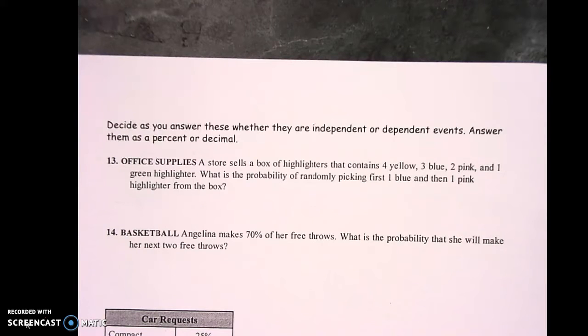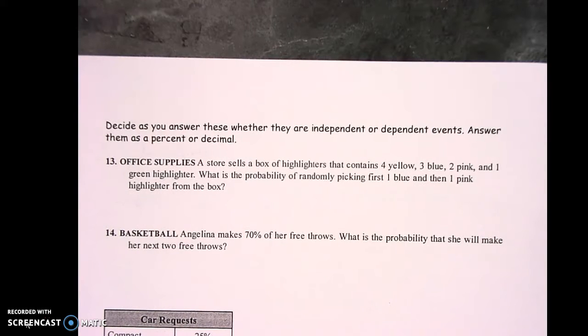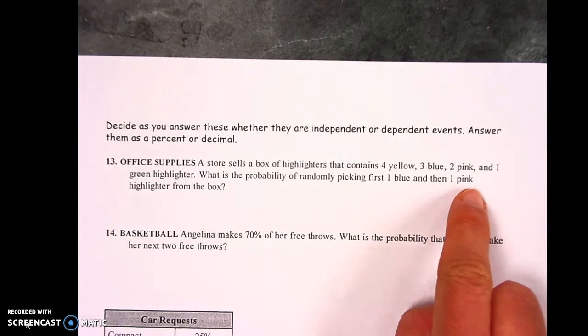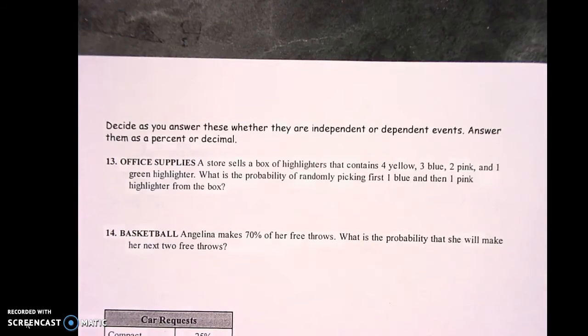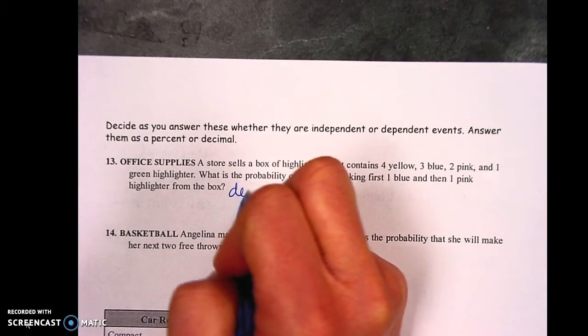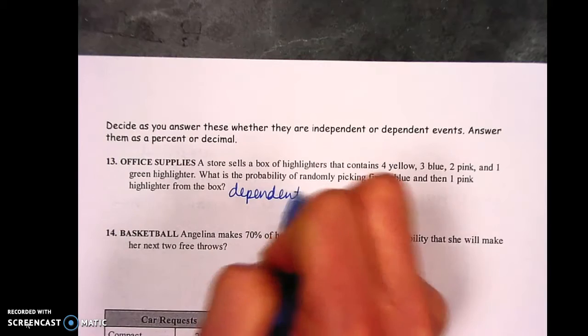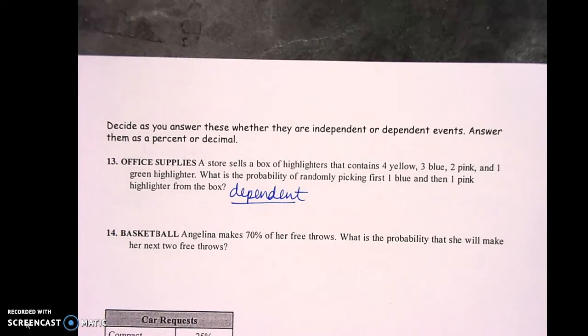So we have to look at this problem carefully. Does it tell us that we are taking something out and replacing it? It does not say that. So we're going to assume we're taking out the blue and not putting it back, and then taking out a pink. So this would be dependent, because we're taking out one of the total. So taking out the blue is affecting the probability of picking the pink for the second one.